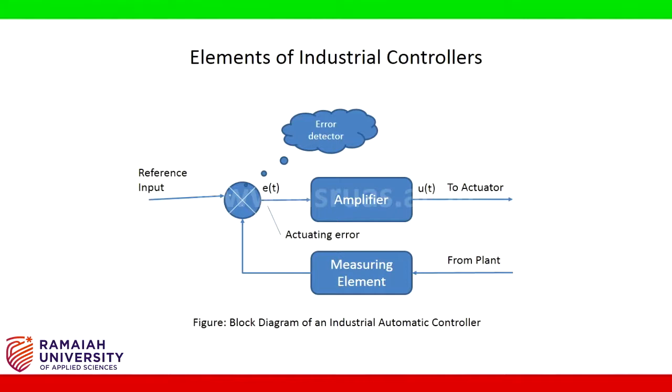The measuring element is a device which converts the output variable into another suitable variable, that is the sensor, which can be used for comparing the output to the reference input signal. This element is in the feedback path of the closed loop system. The set point of the controller must be converted to a reference input of same units as the feedback signal from the measuring element. The amplifier amplifies the power of the actuating error signal, which in turn operates the actuator. The actuator is an element which alters the input to the plant according to the control signal so that the feedback signal may be brought into correspondence with the reference input signal.